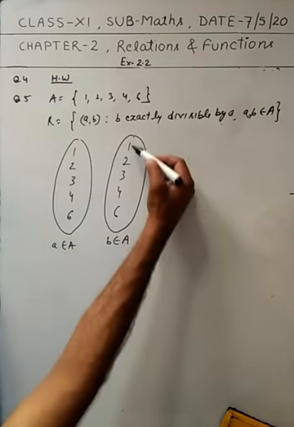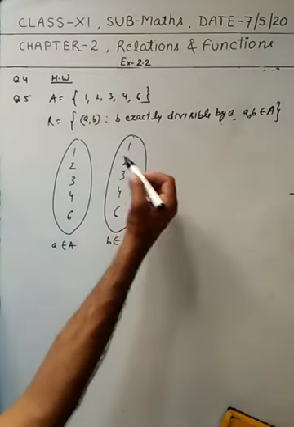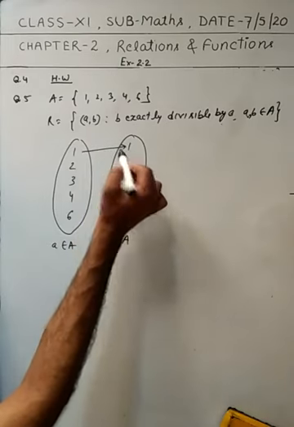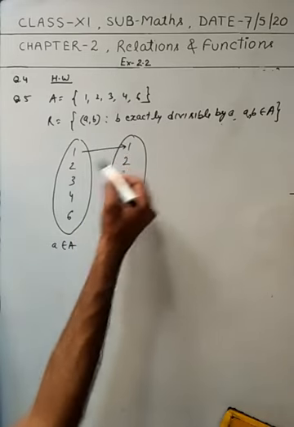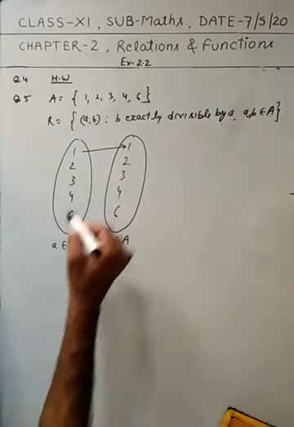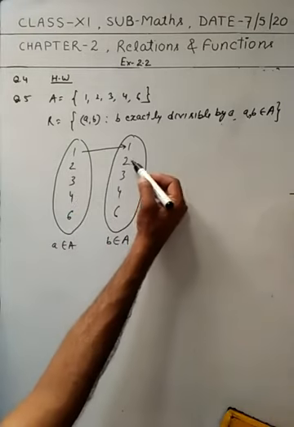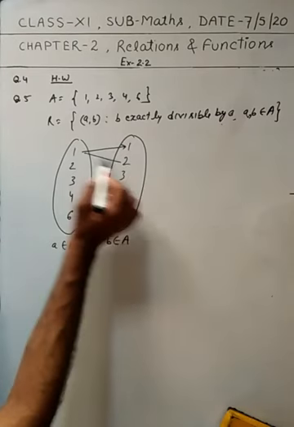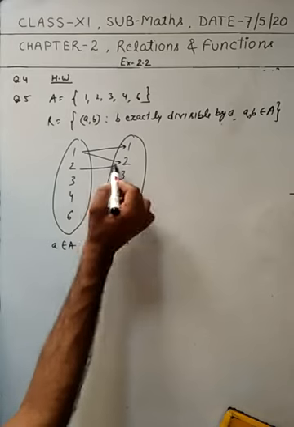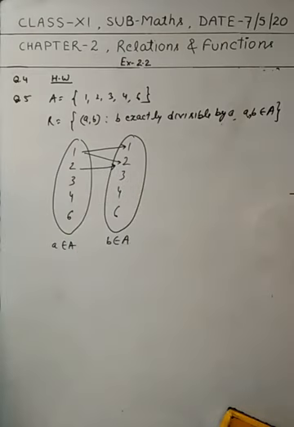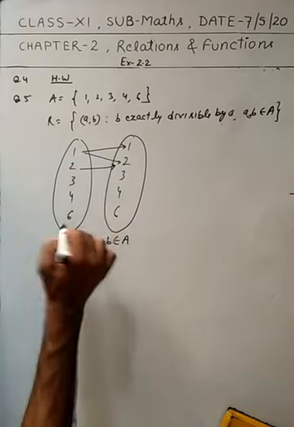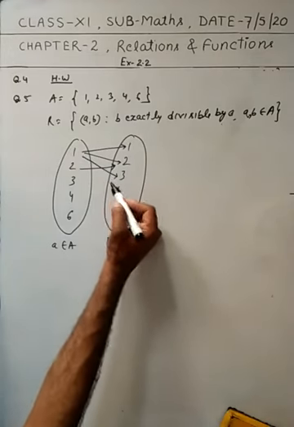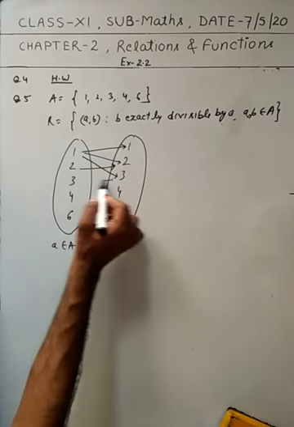So we have to check that B is exactly divisible by A. 1 is exactly divisible by 1. 1 is not divisible by 2, 3, 4, or 6. Now we discuss the second element. 2 is divisible by 1, 2 is also divisible by 2, but 2 is not divisible by 3, 4, 6. Now 3 is divisible by 1 and 3 is not divisible by 2, but 3 is divisible by 3.